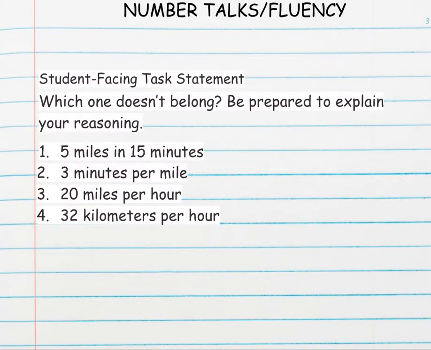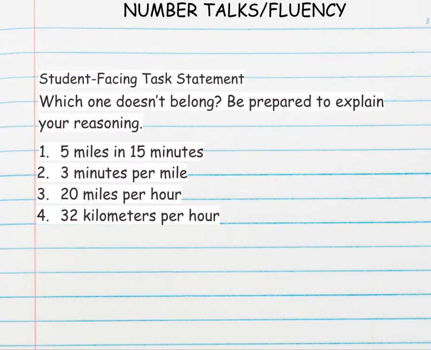Okay, number talks. Which one doesn't belong? Please be prepared to explain your reasoning. Immediately the thing that I see is that number 4 is in kilometers. Everything else is in standard units, miles, which is what we use here in America. Kilometers, the metric system, is mainly used in Europe. So I see that number 4 is in metrics.